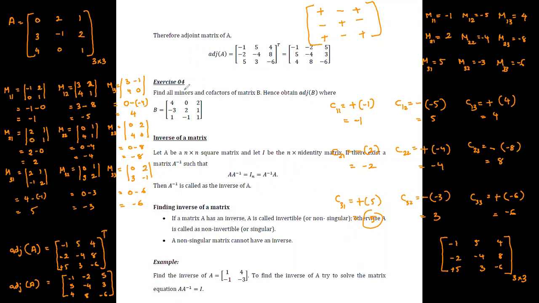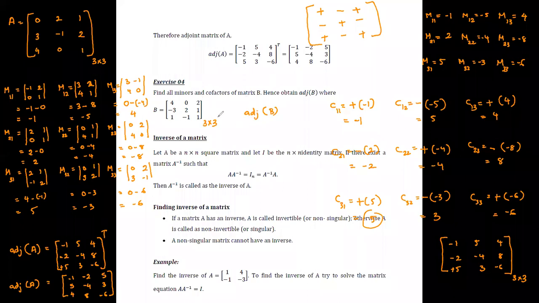Here an exercise is given for you to obtain the minors and cofactors for the given matrix B. The matrix B is given as a 3 by 3 matrix. Then you need to find out the adjoint matrix for matrix B.